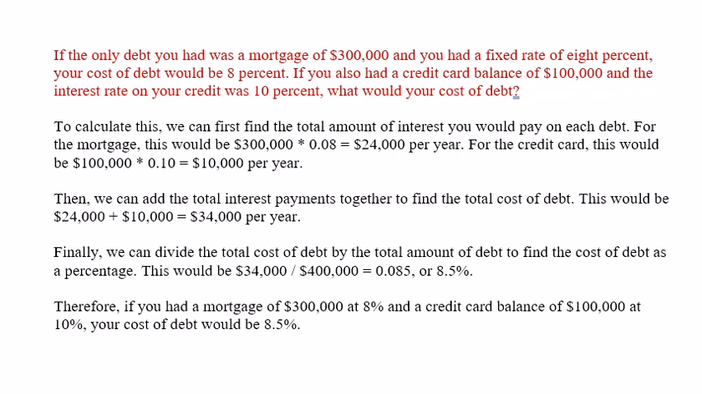Then add the two together to find the total cost of debt. Now, this is in dollar terms, and that's $34,000. But we're interested in knowing what's the cost of debt as a percent. So we can divide the total cost of debt, that $34,000, by the total amount of debt, and we come up with 8.5%. Therefore, if you had a mortgage of $300,000 at 8%, and a credit card balance of $100,000, your cost of debt would be 8.5%.